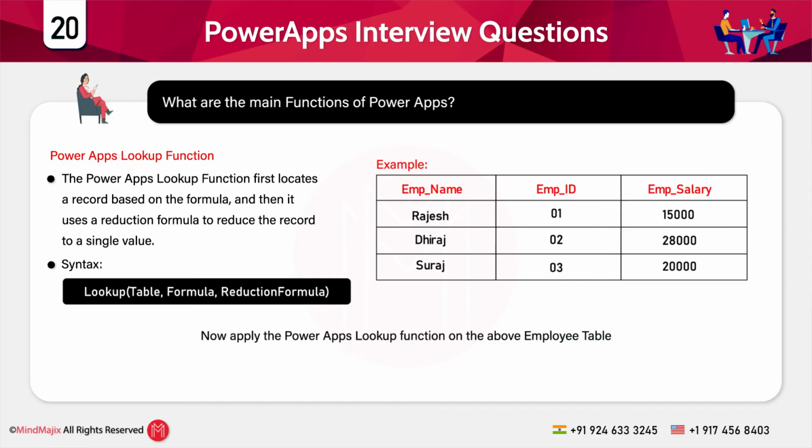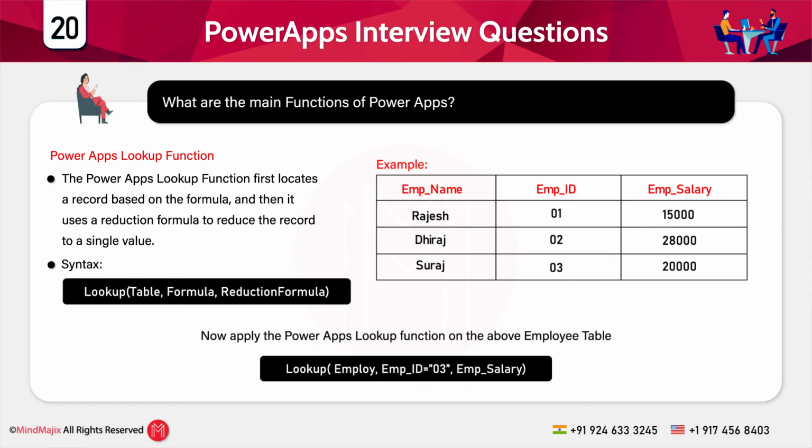Okay, so for that, what you must do, you must write lookup. Here you must provide the first parameter, which is the table name, which is employee. Then you have to provide the employee ID. So in this case, we have provided 03. Okay, and then what we have to display? You have to display a single value, which will be nothing but employee salary.